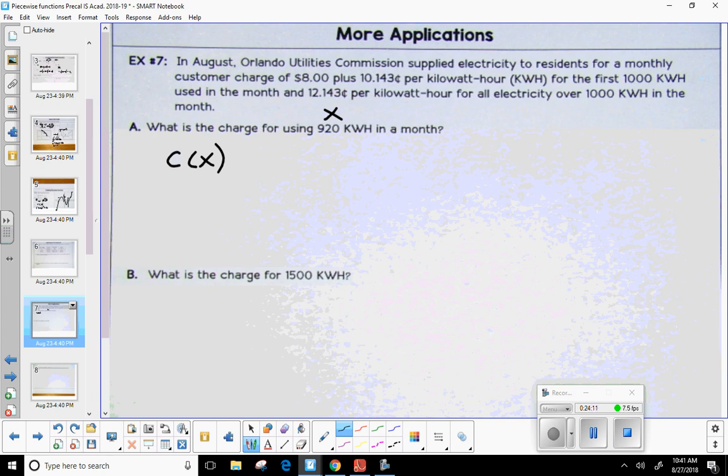So how much is it just as a base fee, even if you use no electricity? $8. Yeah, just to be with the service, you're going to pay $8. Okay, $8 plus. Now we have the rate per the number of hours. So we're below 1,000. So I'm going to multiply 920 times what?